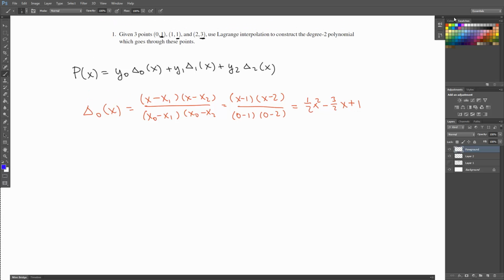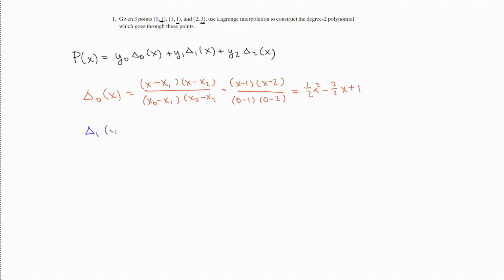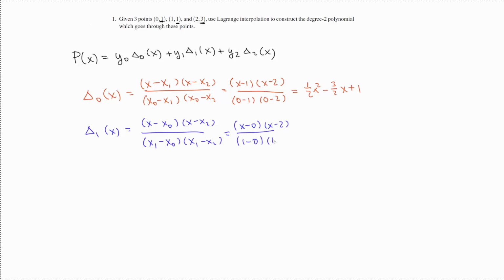Similarly, we have for delta 1, x minus x0 times x minus x2 all over x1 minus x0 times x1 minus x2. Plugging in numbers again will give us x minus 0 times x minus 2 all over 1 minus 0 times 1 minus 2. Simplifying this will give us minus x squared plus 2x.